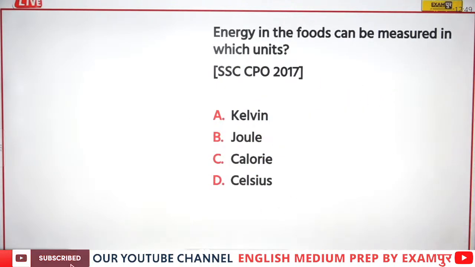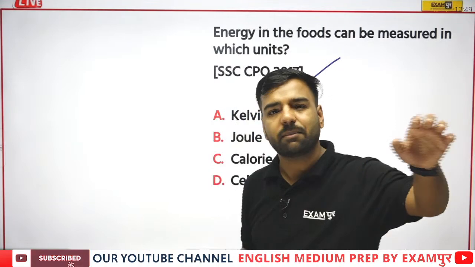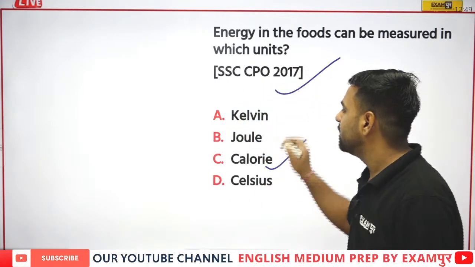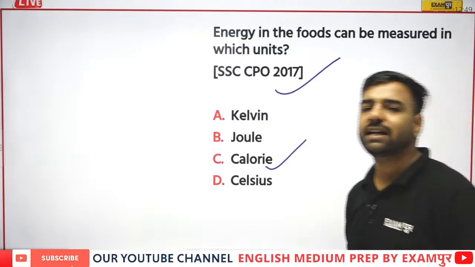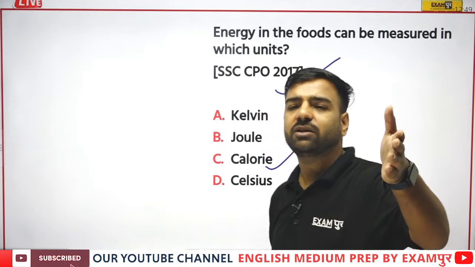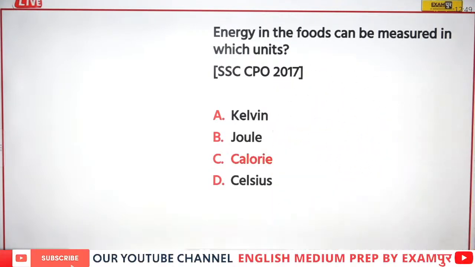Next. Energy in the foods can be measured with which unit? This is from CPO 2017. Whenever we are talking about energy in food, that would be in the form of calorie. Kelvin is for measuring temperature. So food's energy is actually calculated in calories. Now there's a question in which there was a doubt yesterday.